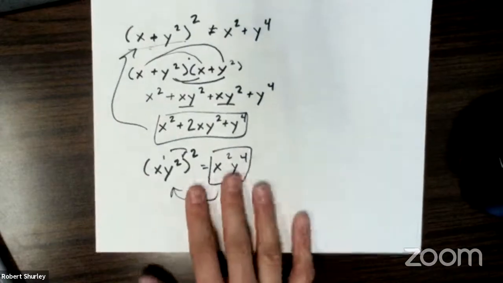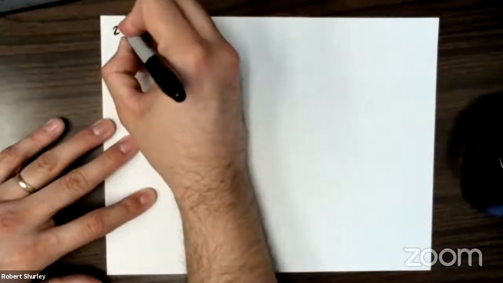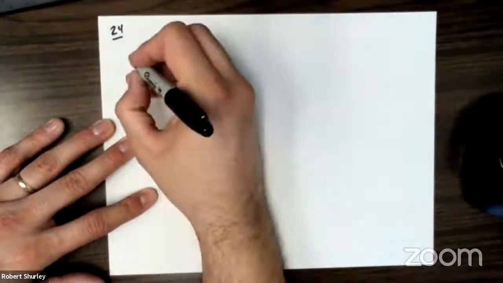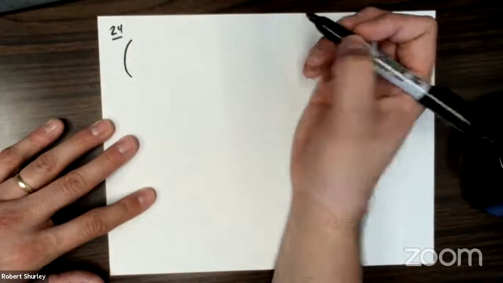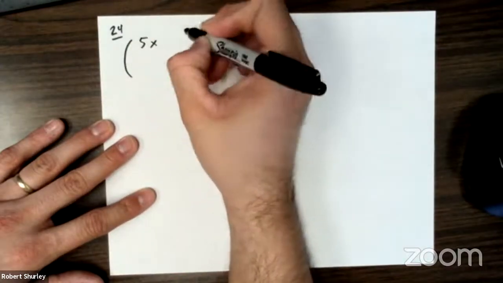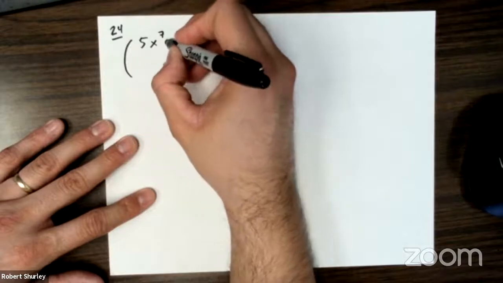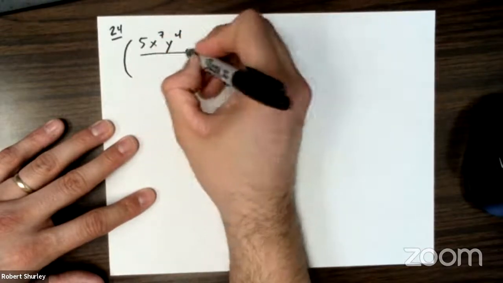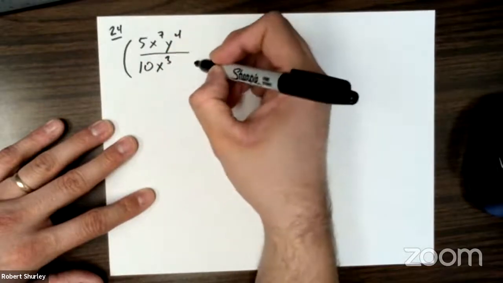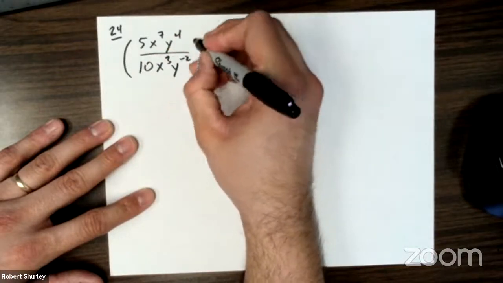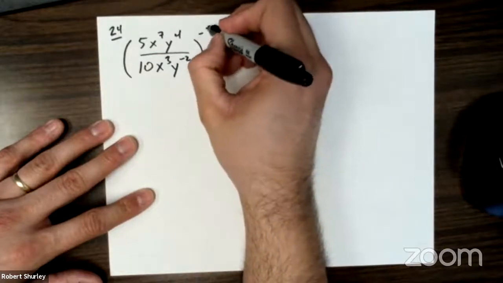Let's steal some examples from the homework now from 1.7. I'm skipping the basic ones and going to the harder ones. This is number 24 on page 62, if you've got the book and you're following along. Number 24: 5x to the 7th, y to the 4th, over 10x cubed, y to the negative 2, raised to the negative 3 power.